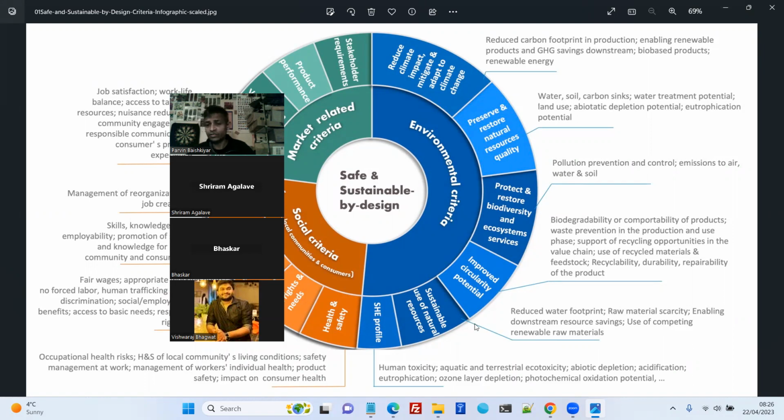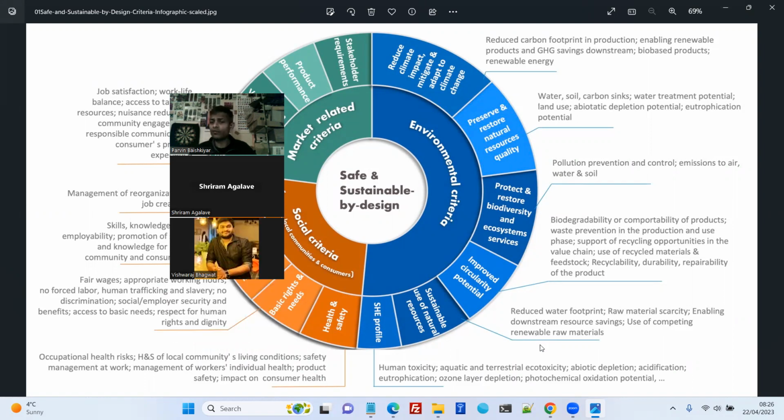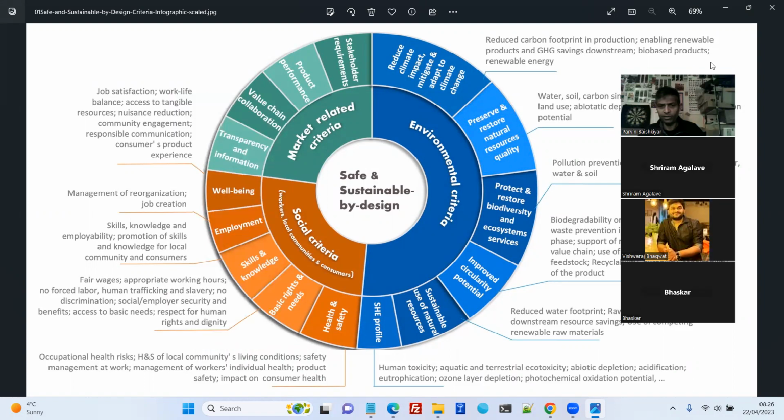Sustainable use of natural resources: reduce water footprint, and if you use water, you basically harvest that water. Raw material scarcity, enabling downstream resource saving, use of competing renewable raw material. And there's obviously human toxicity, aquatic and terrestrial ecotoxicity. Of course, it need not be toxic as well.